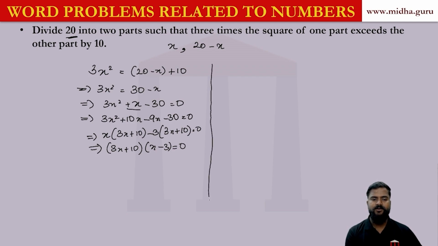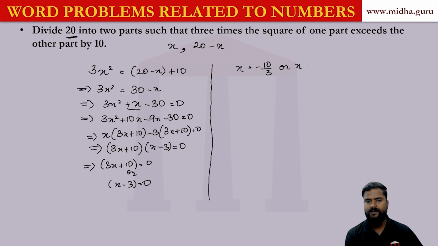Following the zero product rule, this would mean that either 3x plus 10 is equal to 0 or x minus 3 is equal to 0. From this, we'll get that x is either equal to minus 10 by 3 or x is equal to 3. Now here in word problems, since a quadratic equation will always have two solutions, we have to see which qualifies best for our given word problem.